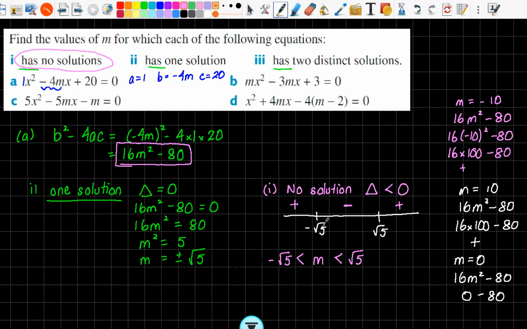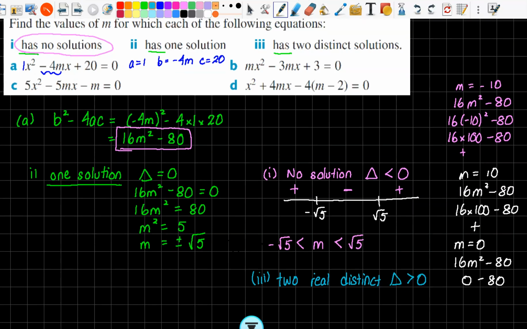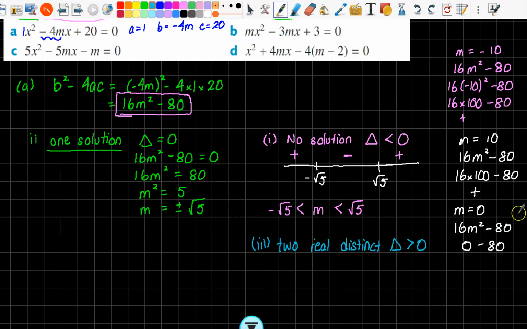So obviously, the only thing now that is left is, when does it have two real distinct solutions? And that will be when your discriminant is greater than 0. We've already done all the hard work here. The only thing that's left is that's going to be when m is greater than root 5 and when m is less than minus root 5. So remember, first thing you want to do is find your discriminant, find the values that make it equal to 0, and then do a sign diagram.